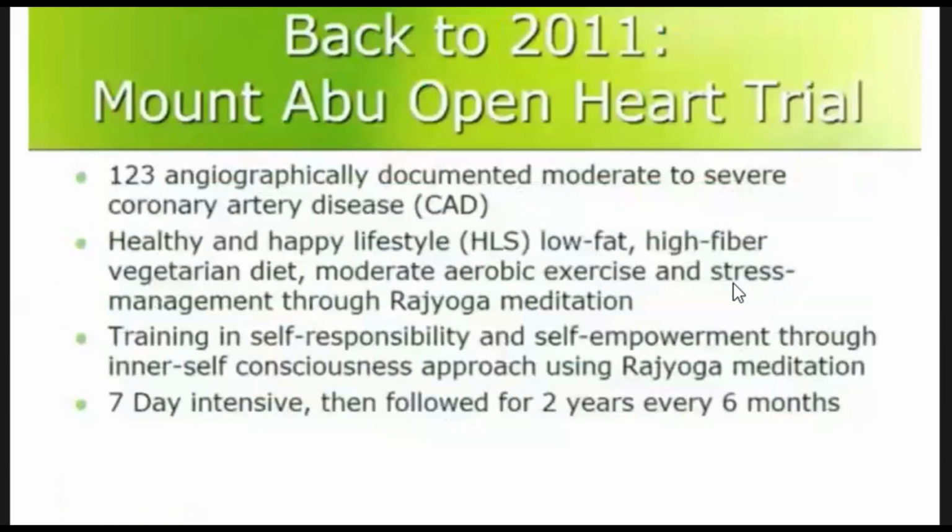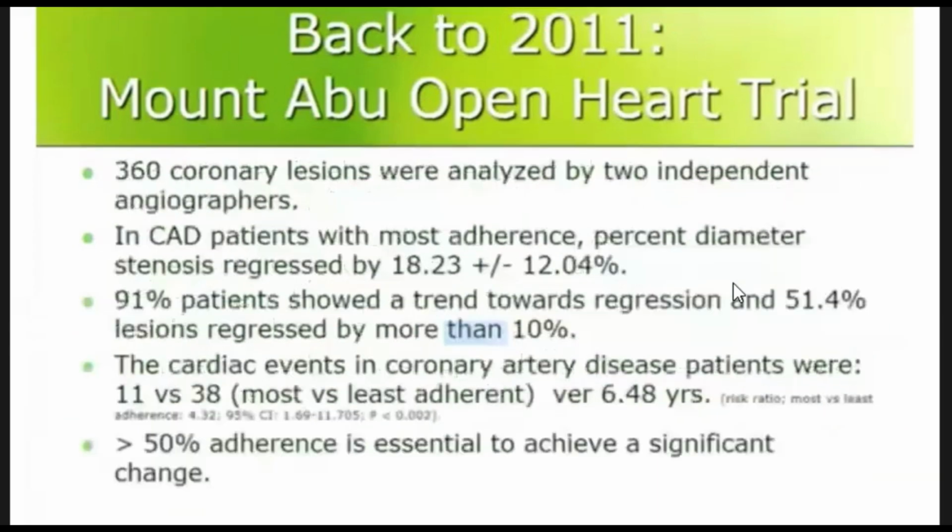Another final trial is called the Mount Abu trial, which is a famous trial in which 123 patients participated. They were given a vegetarian diet, moderate intensity aerobic exercise, and for stress relief, Raja Yoga meditation. They were given intensive treatment for 7 days, and followed up every 6 months for 2 years. On follow-up angiography, 91% of patients showed a 10% reduction in their coronary plaque. So to achieve a reduction in coronary plaque, you have to have more than 50% adherence to your lifestyle and diet. That is most important.